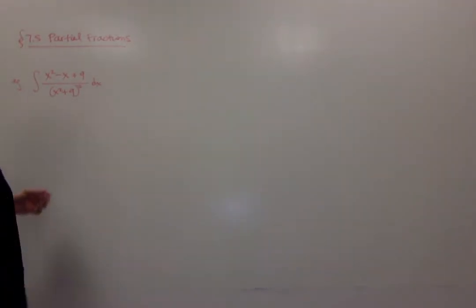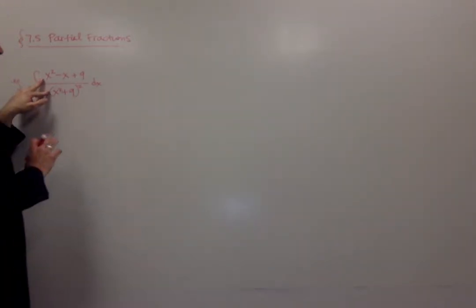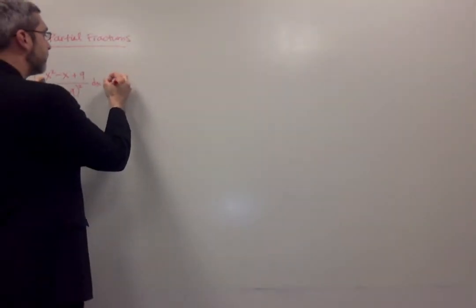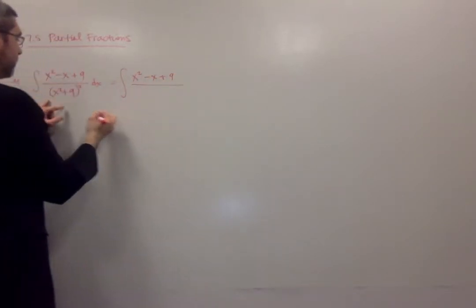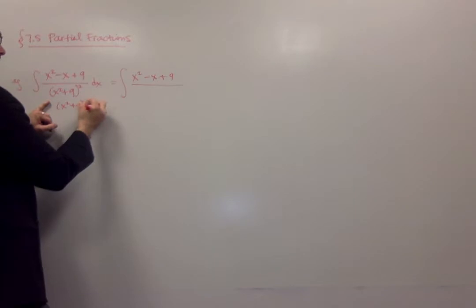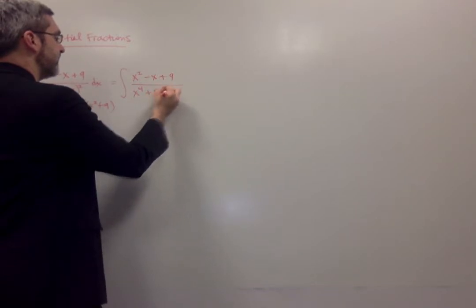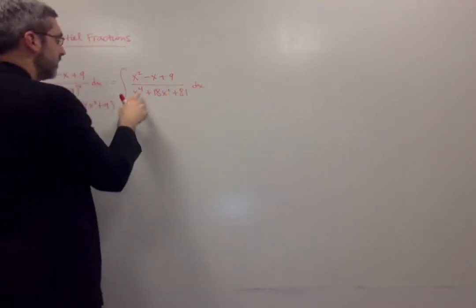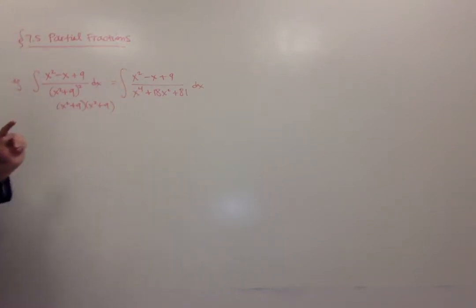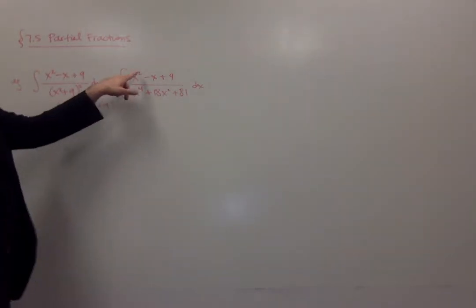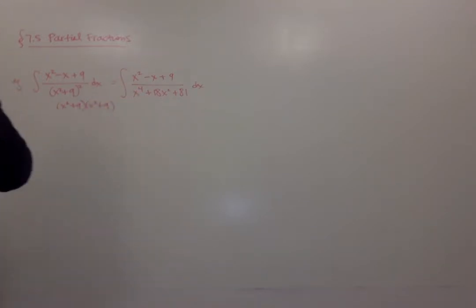Next step that I would do is I would look at the degree of the top and the degree of the bottom. Now technically, the bottom's already factored, so don't get confused by this. If the bottom were multiplied out, I just want to show this to you here. x squared plus 9 times x squared plus 9 would give you x to the 4th plus 18x squared plus 81. Notice the degree of the bottom is actually x to the 4th, not x squared. Okay? So the point here is that the degree of the top, 2, is less than the degree of the bottom, 4. So we're good to go here.